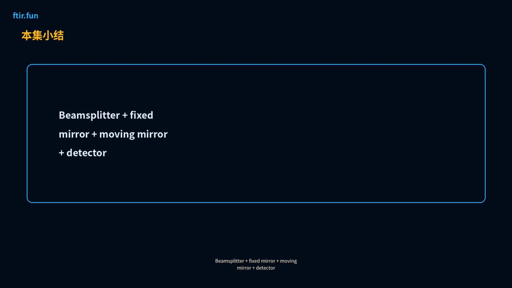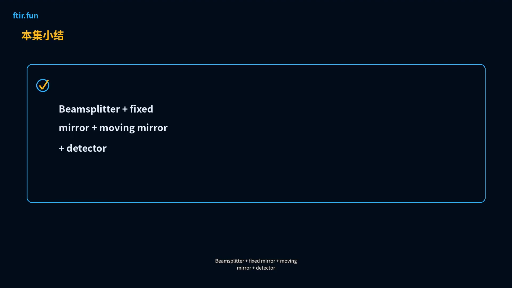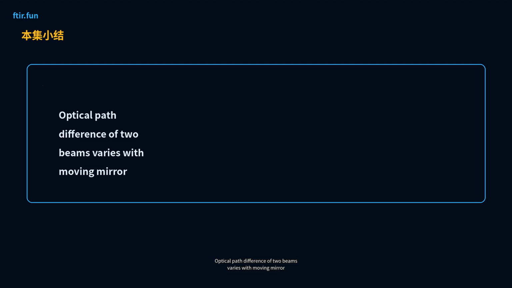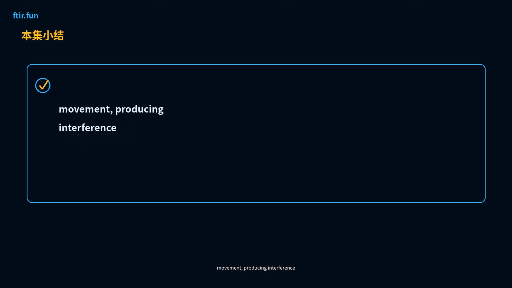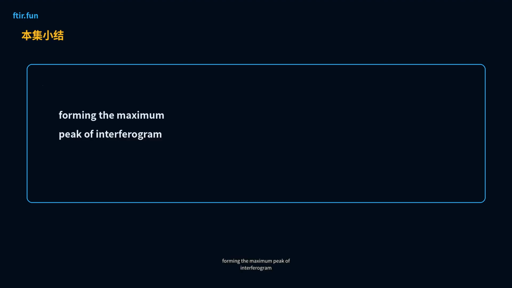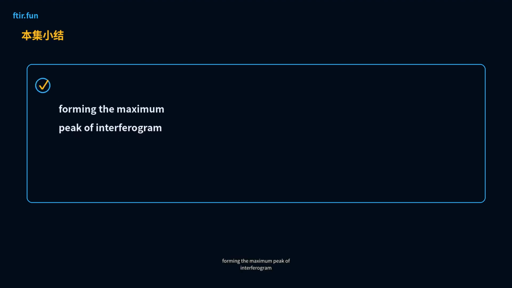Interferometer structure. Beam splitter plus fixed mirror plus moving mirror plus detector. Interferogram generation. Optical path difference of two beams varies with moving mirror movement, producing interference. Center burst. All wavelengths add in phase at ZPD, forming the maximum peak of the interferogram.